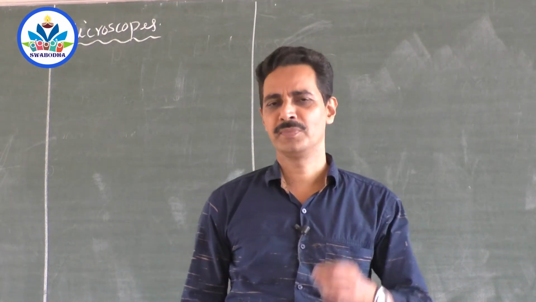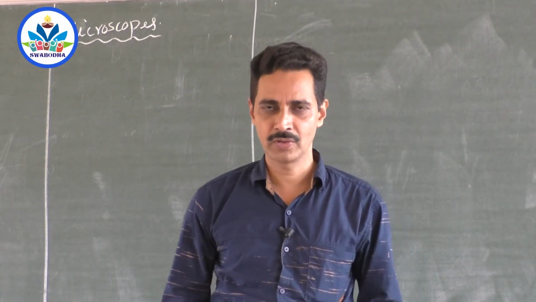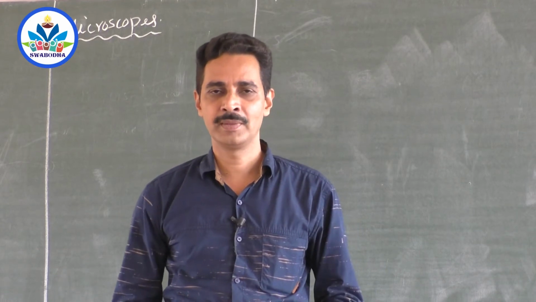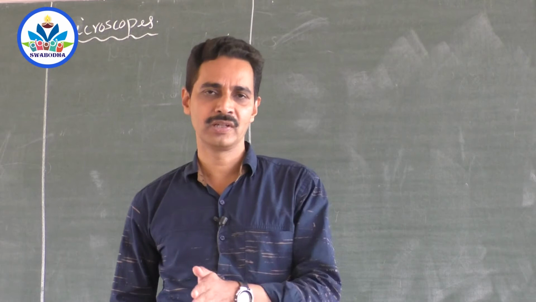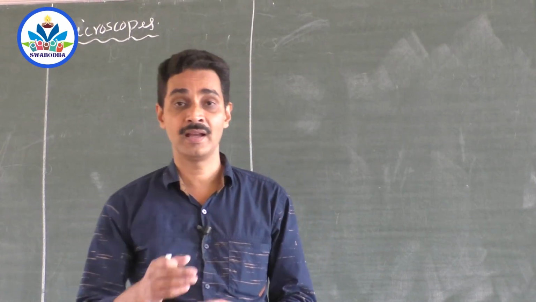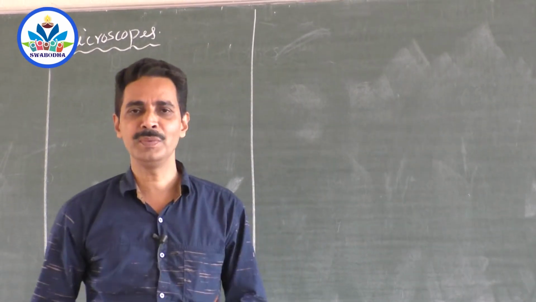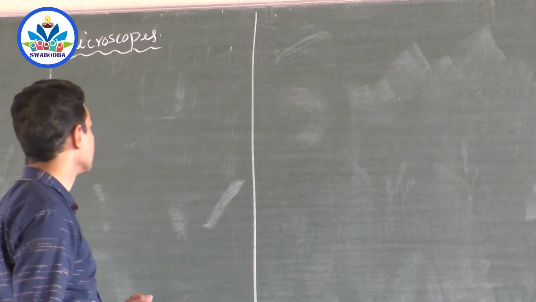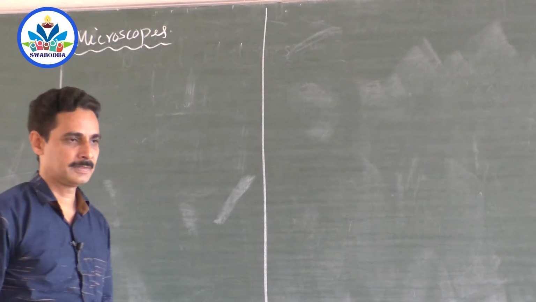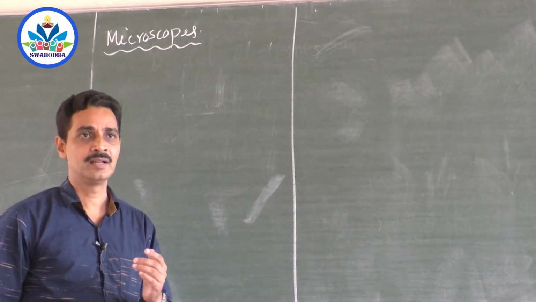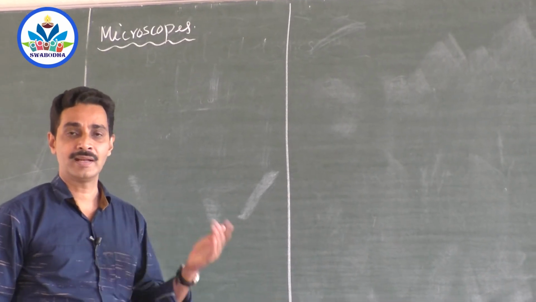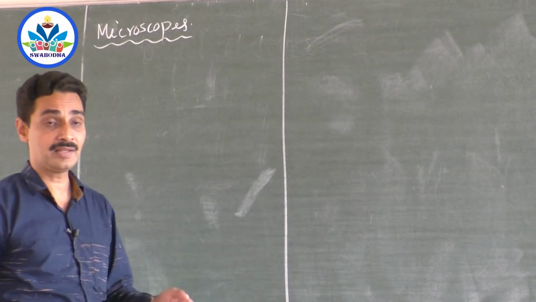Already we have seen one small microscope, that is simple microscope. That job will be done by this convex lens. When the object is within the focus of the convex lens, we get an enlarged virtual image, and that is called simple microscope. So suppose you are asked to draw the ray diagram for simple microscope, you have to draw that condition where a virtual enlarged erect image is formed by a convex lens when the object is within the focus.